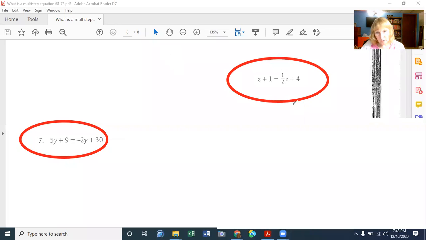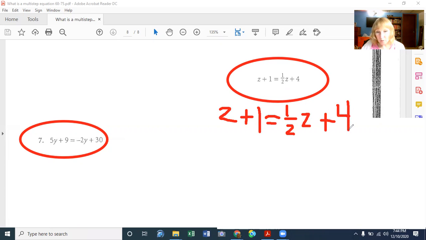Okay, z plus 1 equals 1/2 z plus 4. So z, I don't know what it is with the z's here. Especially hard with a mouse to draw a z that looks like a z and not a 2. 1/2 z, that's a 1/2, plus 4.